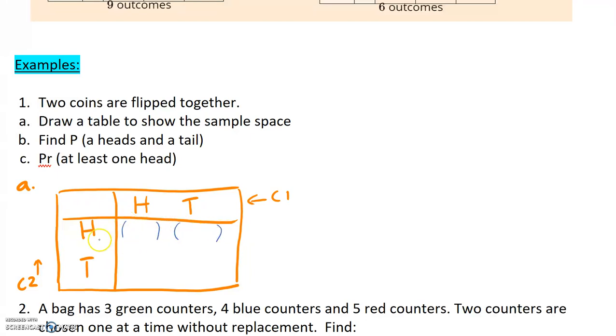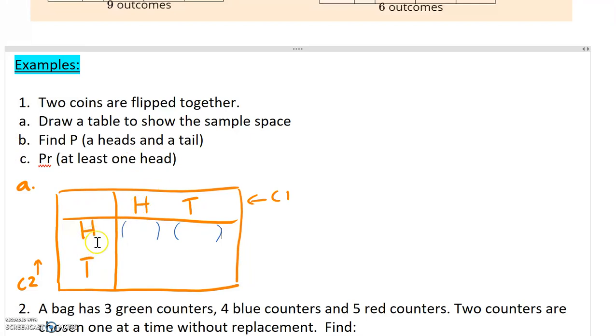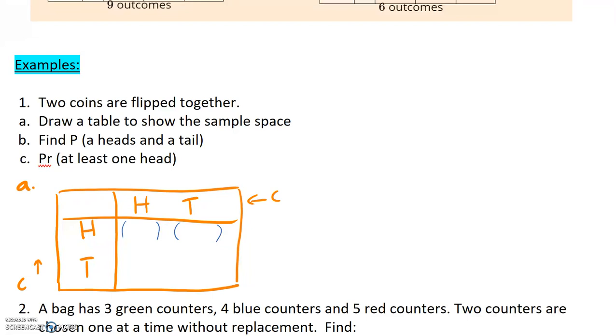The way we do it is we write them in a pair of brackets. So we can get a head on your first coin and a head on your second coin. I'm actually going to change the order and make that coin 2 and make this coin 1, so then it becomes easier to follow. Heads on the first coin, heads on the second coin gives us heads and heads. Heads on the first coin, tails on the second coin gives us heads and tails. See how I've written that in order? First coin, second coin.